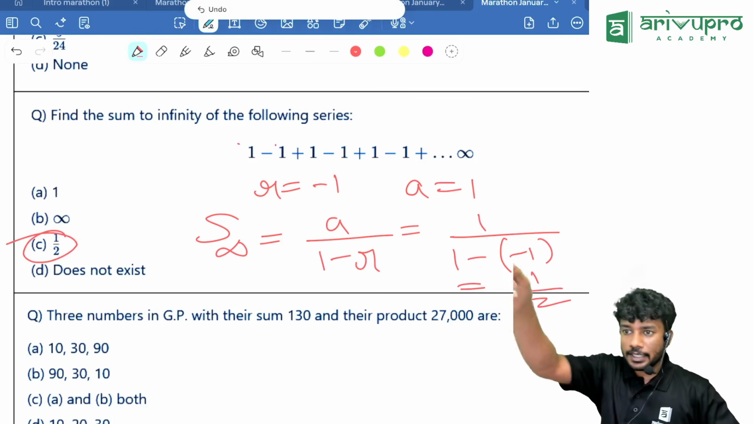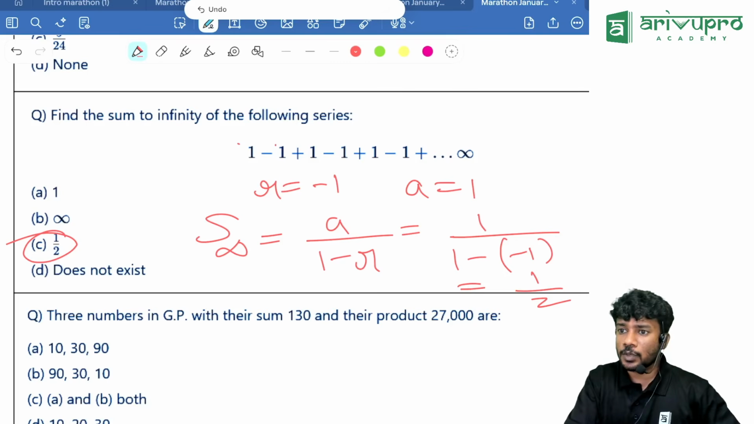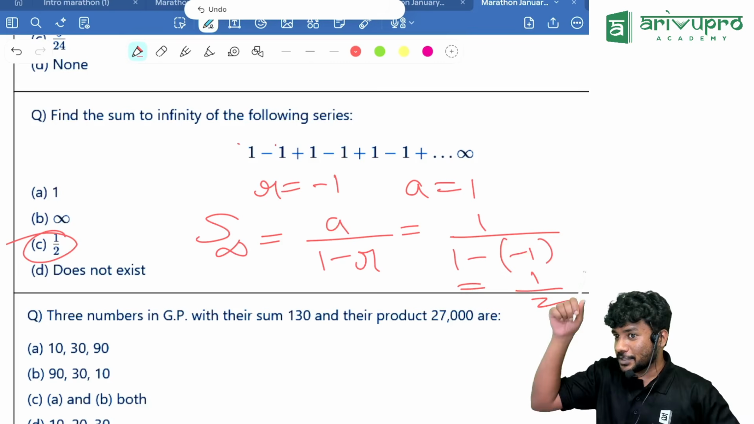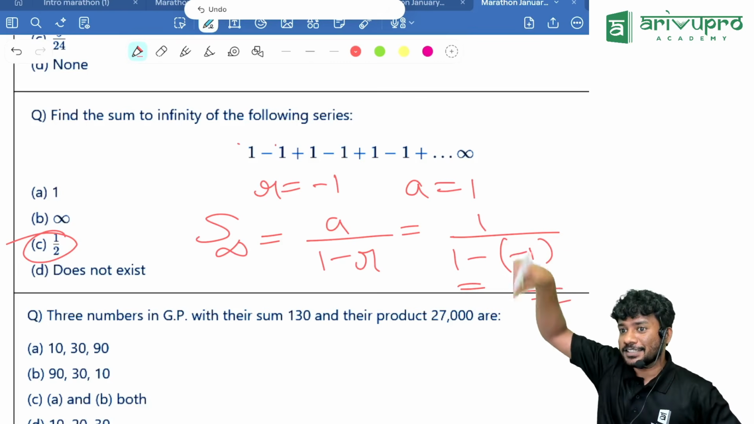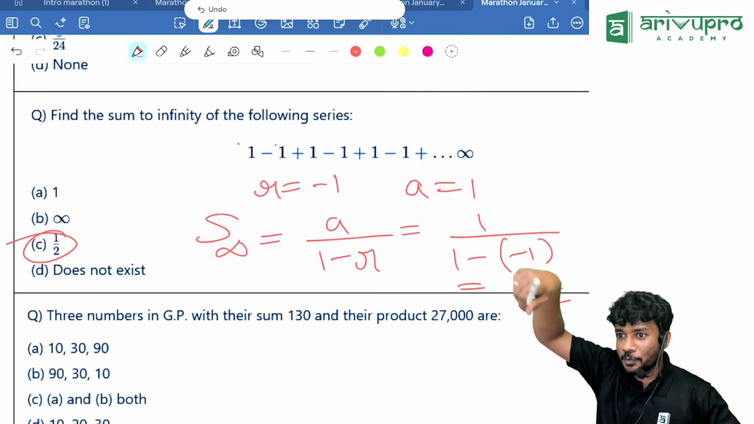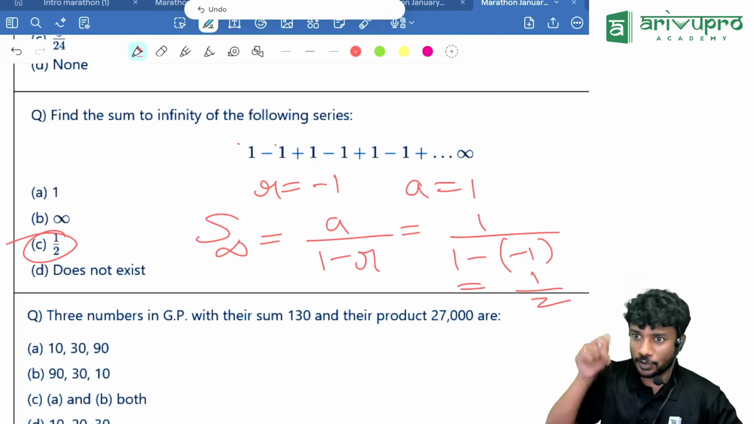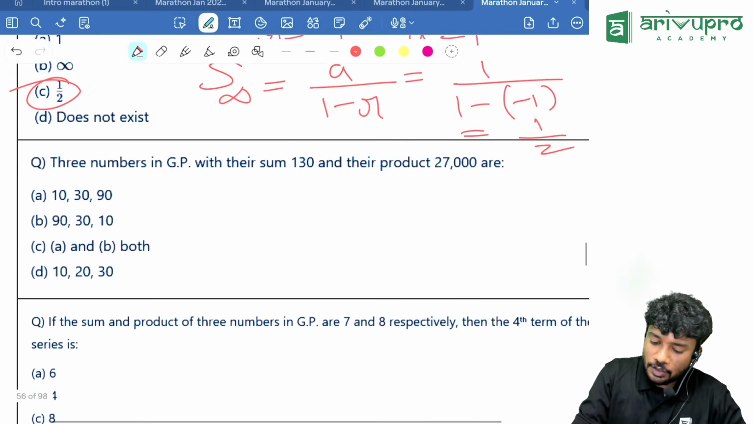Any doubt? R minus 2? That is which subject? Which chapter? AP. This is GP. Ratio, minus 1 divided by 1, minus 1. Okay. Look at this.